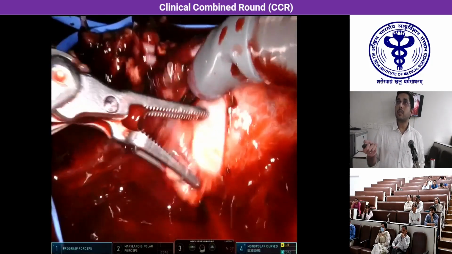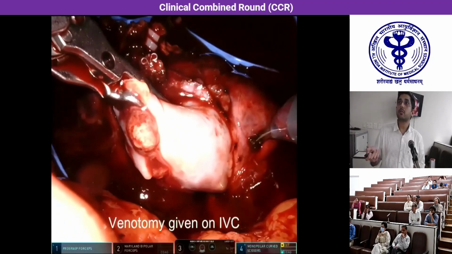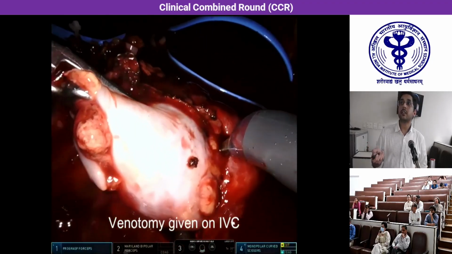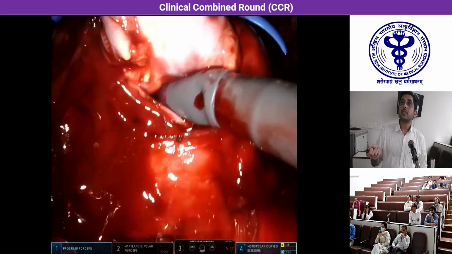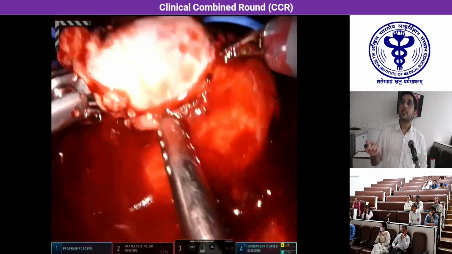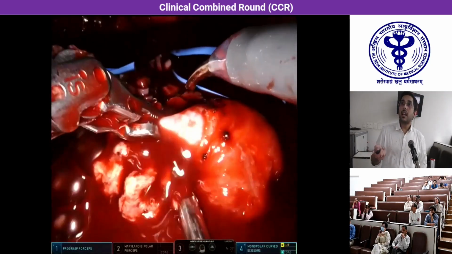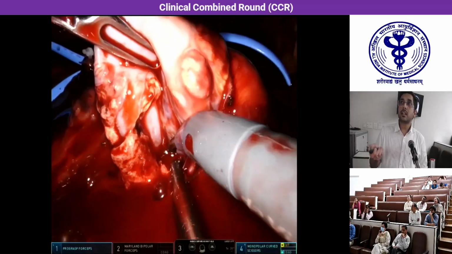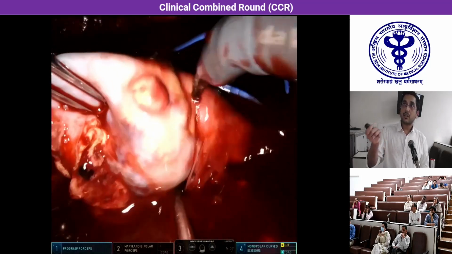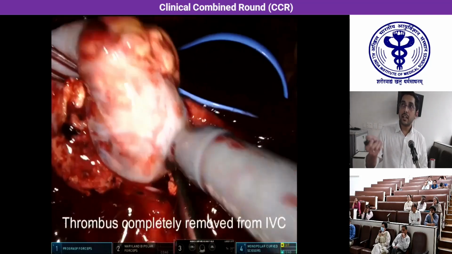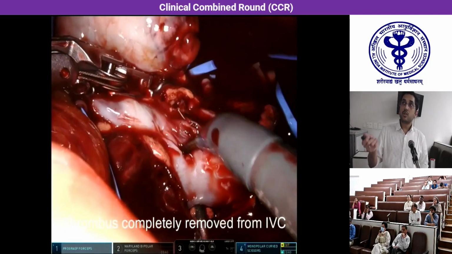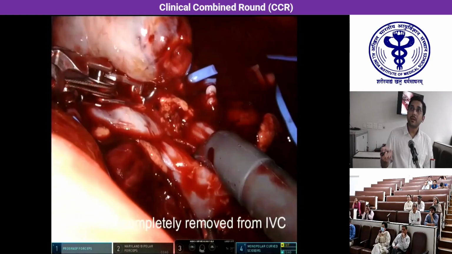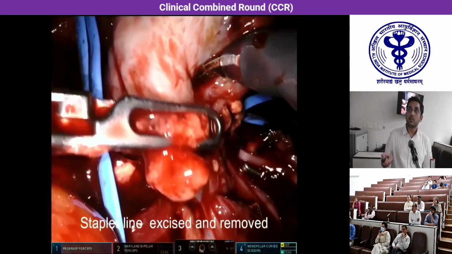remove the thrombus. This you can see very beautifully, the thrombus inside the vena cava that was delivered after giving an incision. You see, despite clamping the IVC from all directions, there are a few lumbar veins that are still draining into the IVC. That is the reason why it is still bleeding at this stage despite clamping. So we ensure that the tumor thrombus is completely removed from the endothelium.